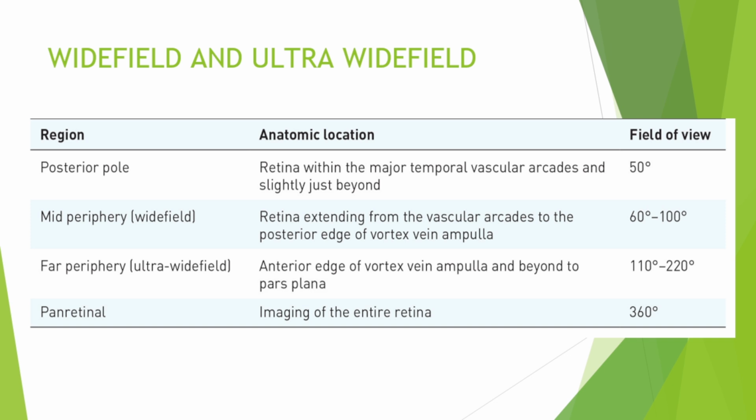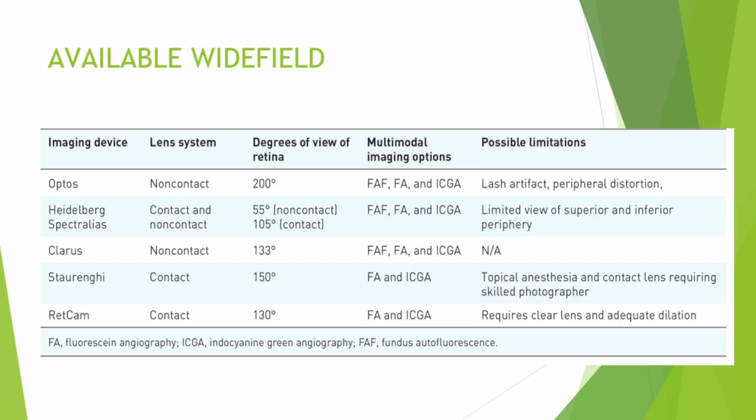In ultra wide field, the far periphery can also be seen, which includes the anterior edge of the vortex vein ampulla and beyond to the pars plana, covering an area of 110 to 220 degrees. So this is the Optos. It has an area of view of about 200 degrees. And the Heidelberg Spectralis, if it is contact, has an area of view of 105 degrees and 55 degrees in non-contact. The only limitation is a limited view of the superior and inferior periphery.